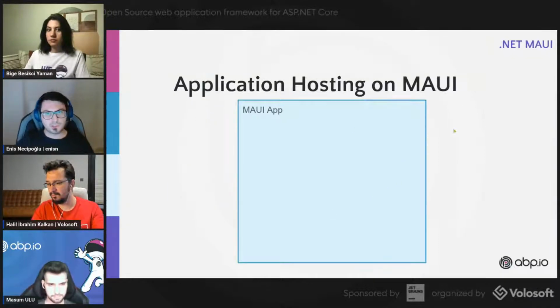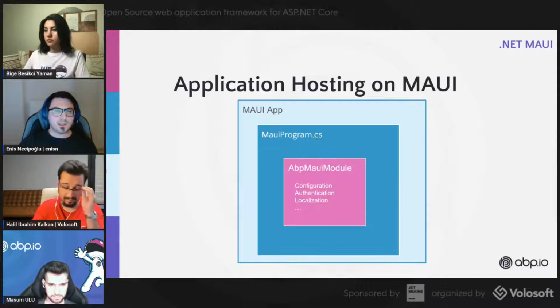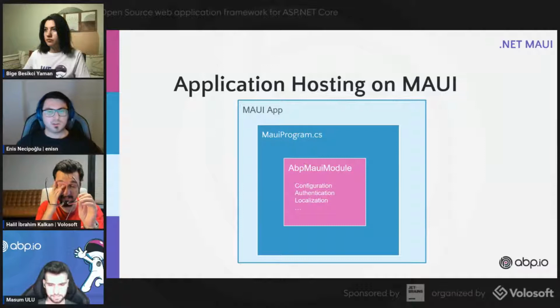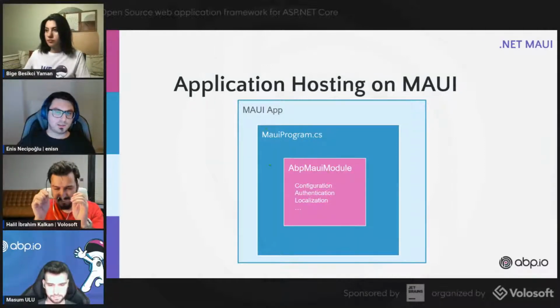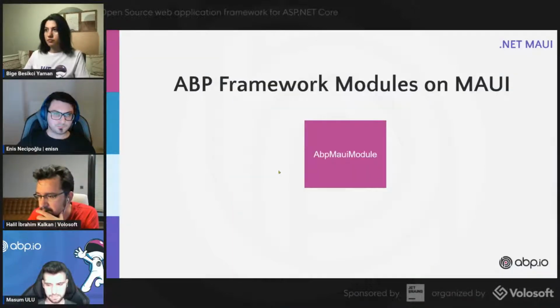So let's come to application hosting. As I told you, there's one entry point for .NET MAUI applications. This entry point is MauiProgram.cs. In this entry point, we initialize a new ABP Framework module. It's not a complete module, it's a module class. We just created a module class and initialize that class in this entry point. After that, you can build your application on this module class. I will show you this module class later.